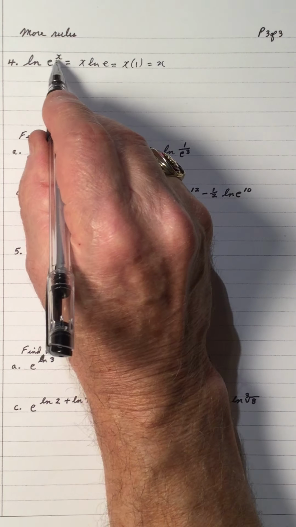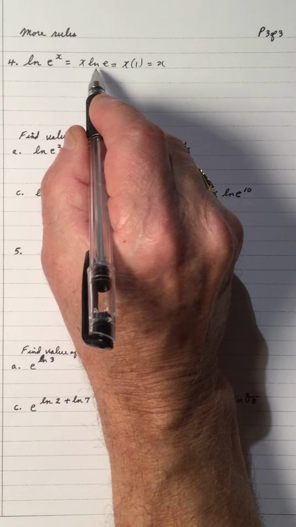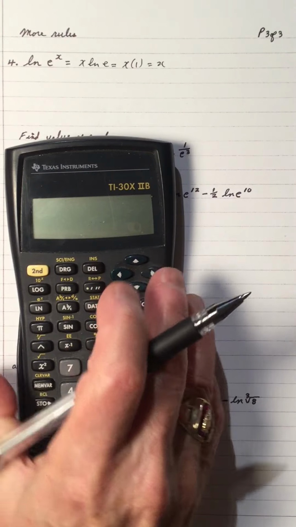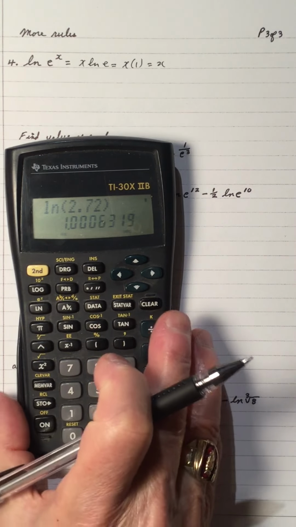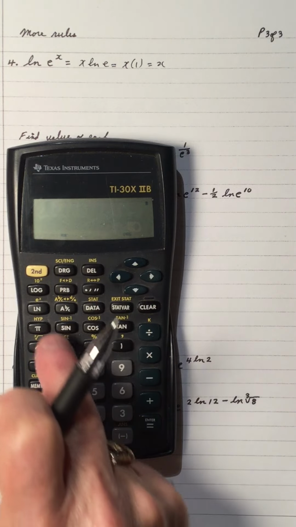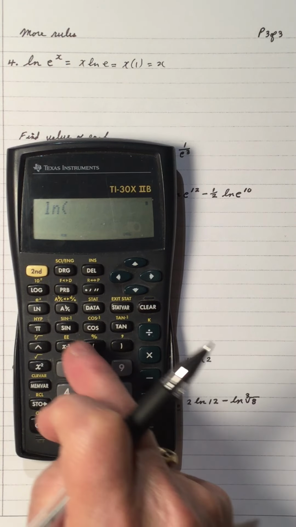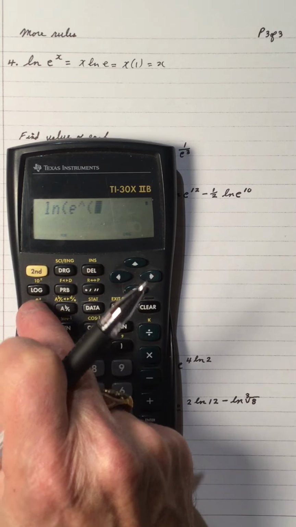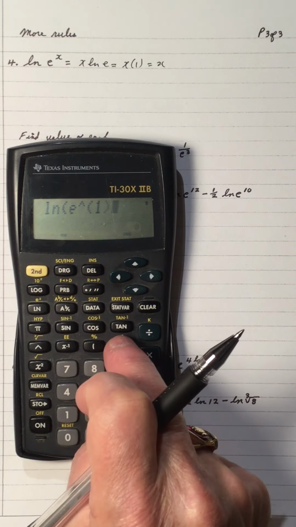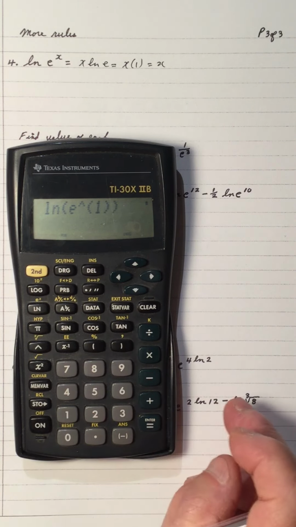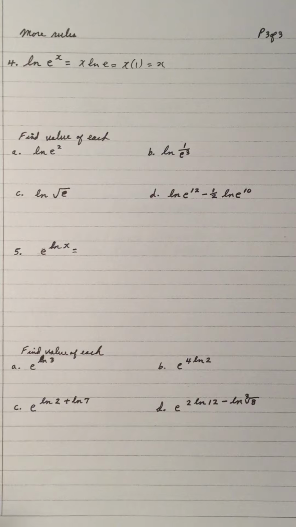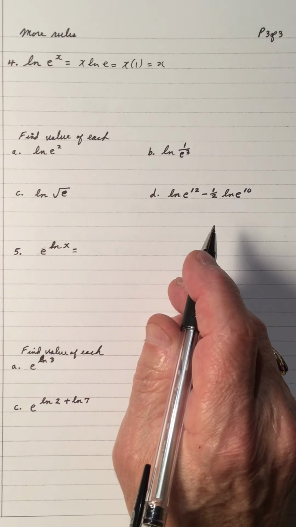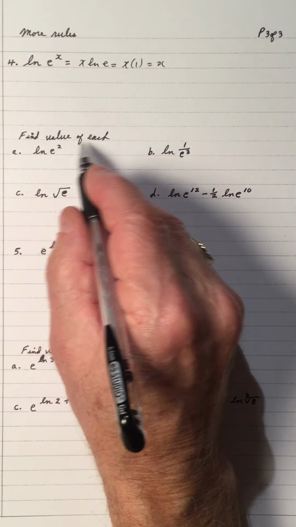So notice the power goes in front of x. So the ln of e, just to check it, ln of e is the inverse, and we raise it to the 1 power. The ln of e is 1. These rules you have to memorize. And as a result, find the value of each.